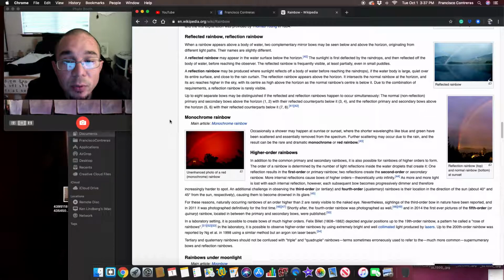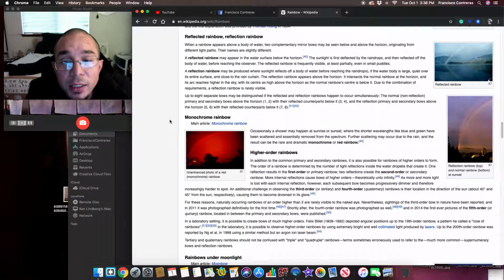A reflection rainbow may be produced where sunlight reflects off a body of water before reaching the raindrops. If the water body is large, quite flat over its entire surface and close to the rain curtain, the reflection rainbow appears above the horizon. It intersects the normal rainbow at the horizon, and its arc reaches higher in the sky, with its center as high above the horizon as the normal rainbow center is below it. Due to the combination of requirements, a reflection rainbow is rarely visible.